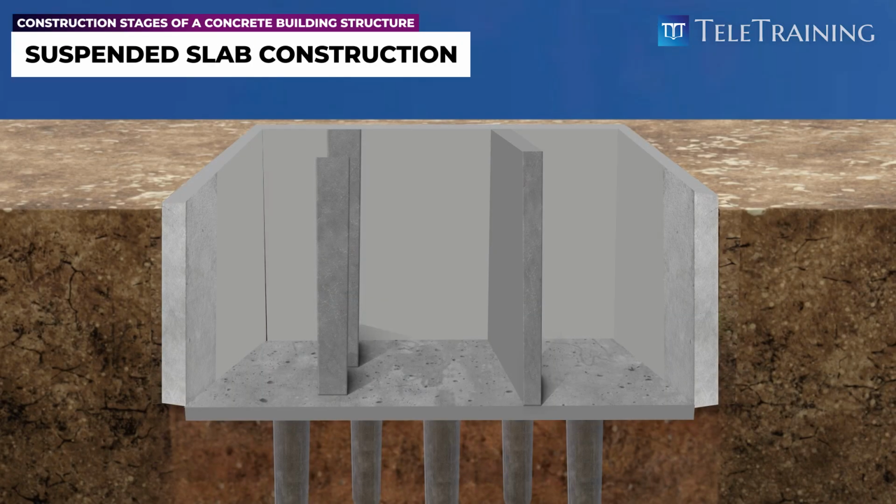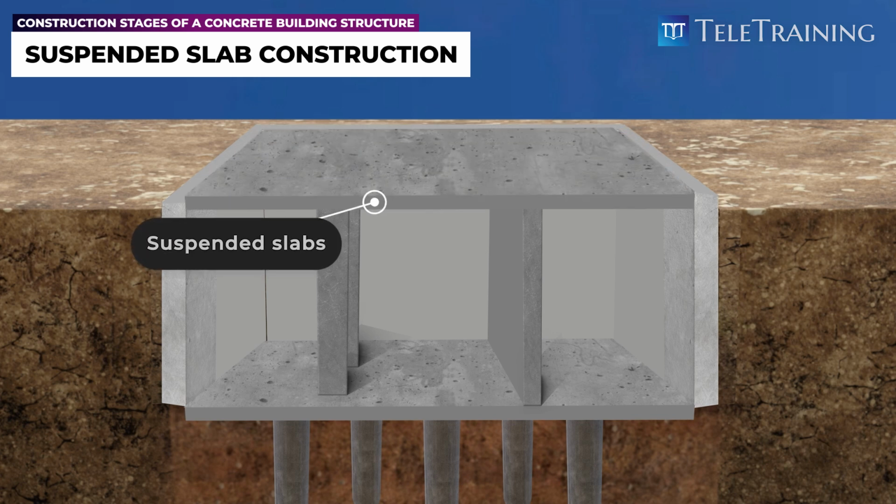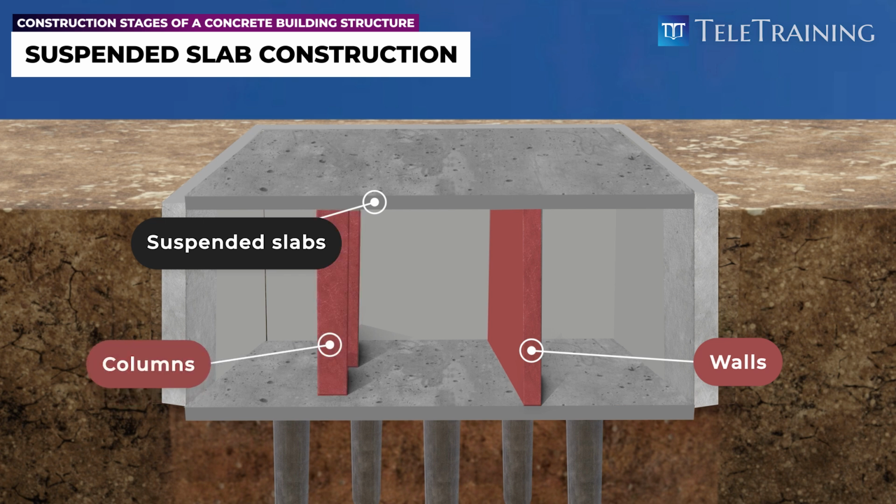The next step in the construction process is to pour the suspended slabs. These slabs are supported by walls or columns and are designed to carry their own self-weight, as well as any additional loads, such as people or equipment on that level.